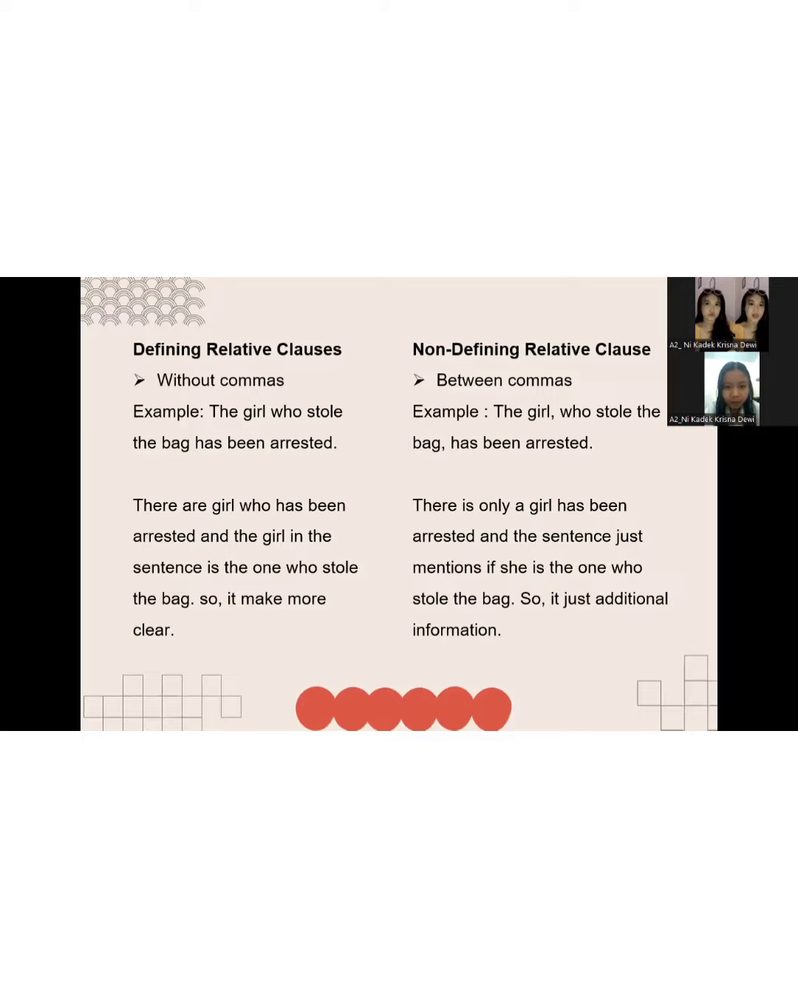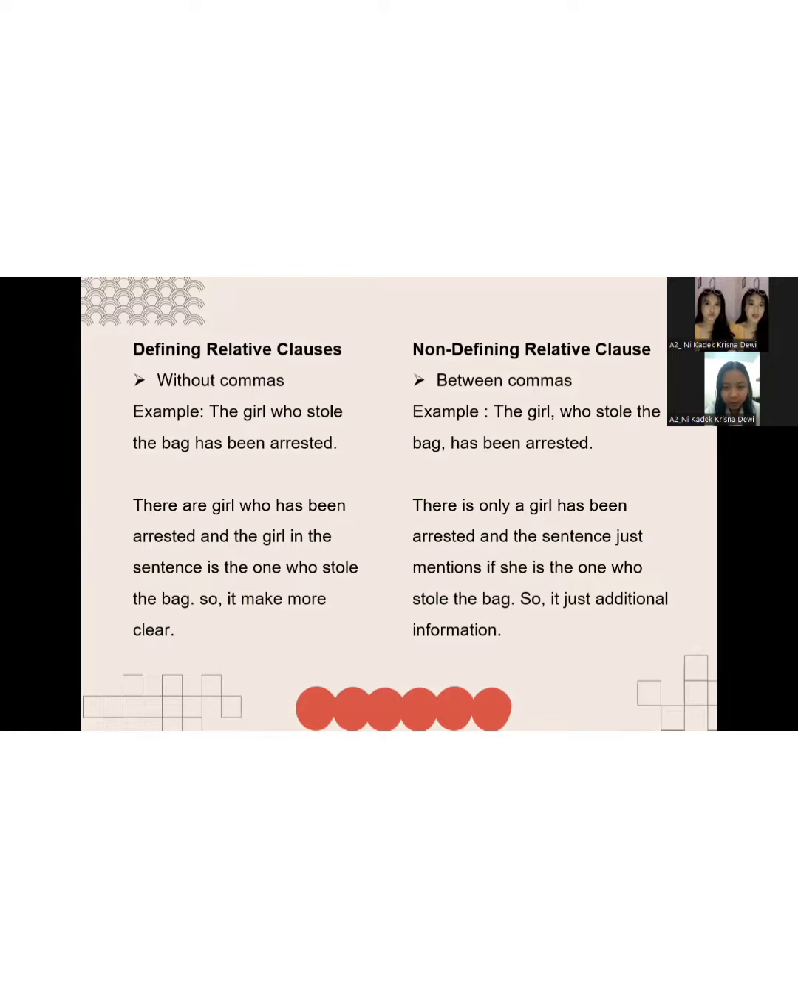Defining relative clause without commas. For the example, the girl who stole the bag has been arrested. There are girls, and the girl who has been arrested in the sentence is the one who stole the bag. So it makes more clear.